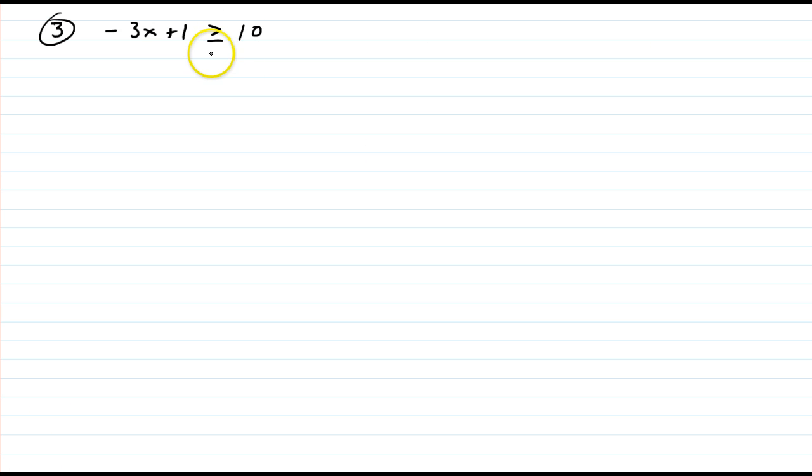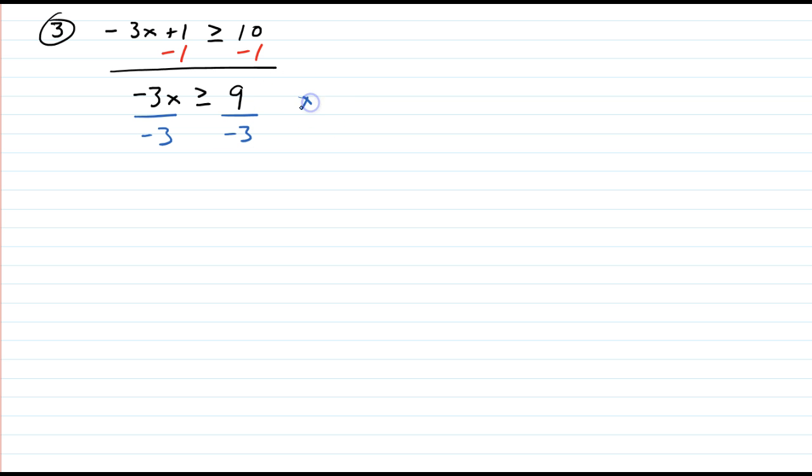Alright, now we're going to solve an inequality. You can see that instead of having an equal sign there, we have a greater than or equal to sign. And the steps are basically the same, except for one last step that we'll talk about in just a minute. So what we're going to do is get rid of the 1. So we do the opposite. We subtract 1 from both sides. And I get negative 3x is greater than or equal to 9. And now I divide both sides by negative 3.